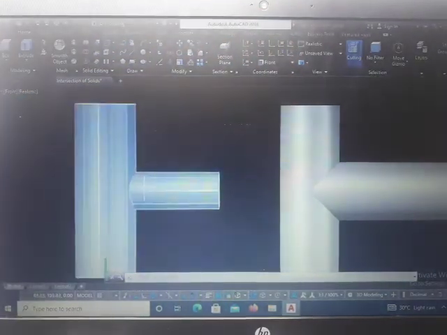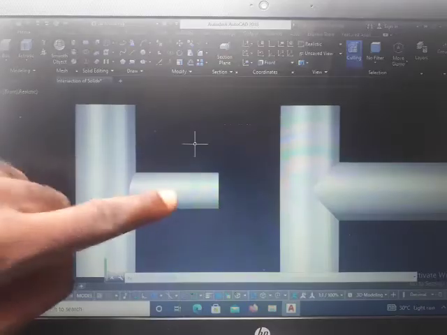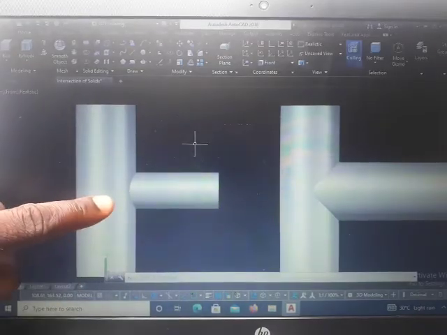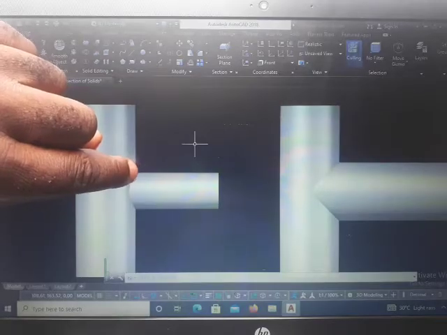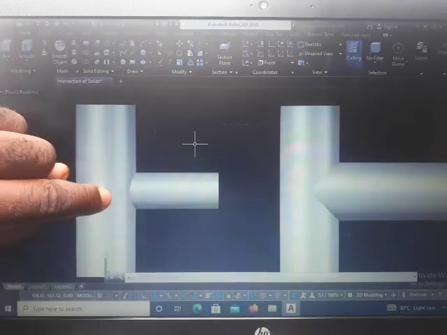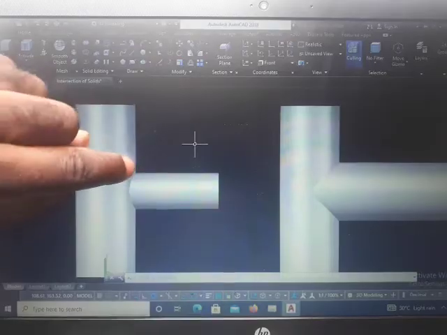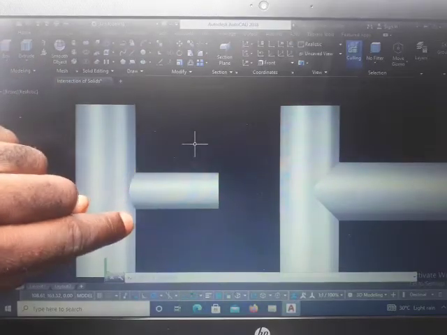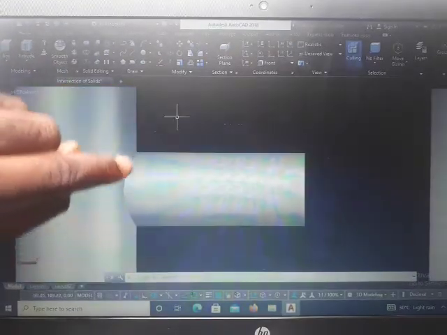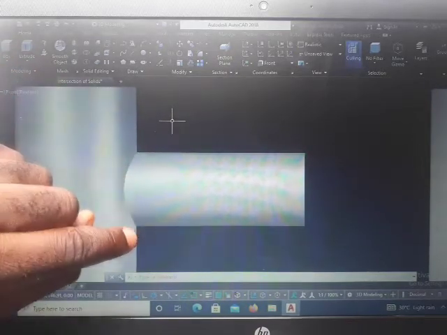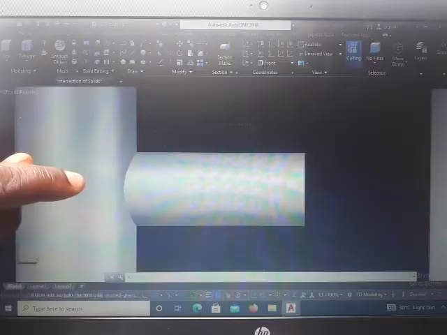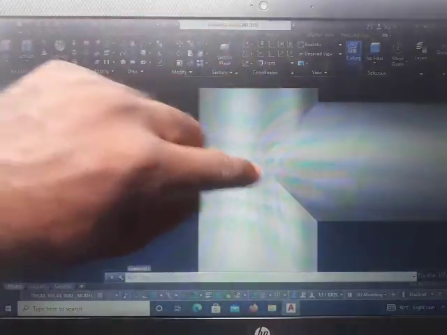Let me just quickly make mention of something. Whenever a pipe is intersecting another pipe, there is a joint, a point where pipe A joins pipe B. Now, let me zoom in a little bit. You see this line here, or curve, if you like, is called the curve of intersection. For pipe B, you also see it here. It's called the curve of intersection.